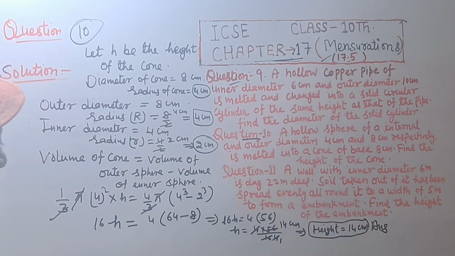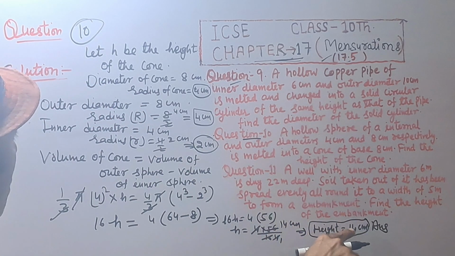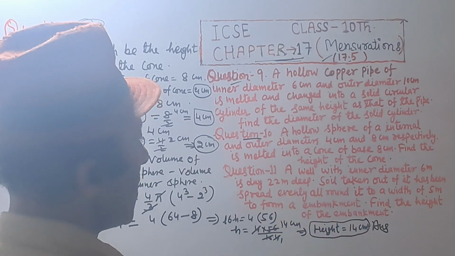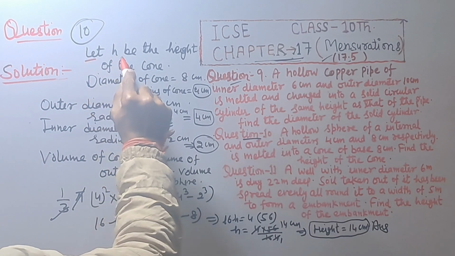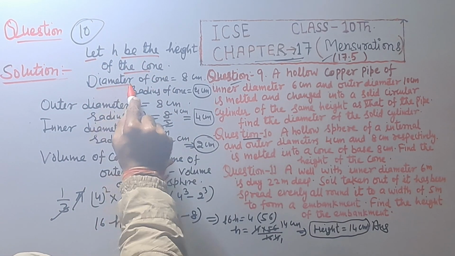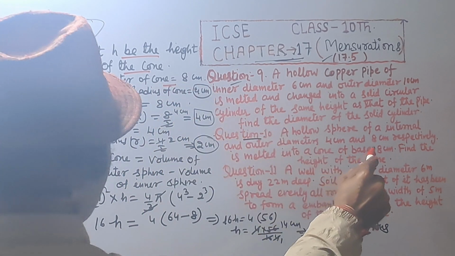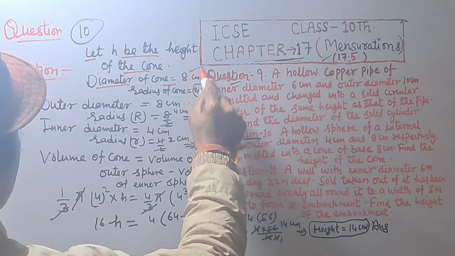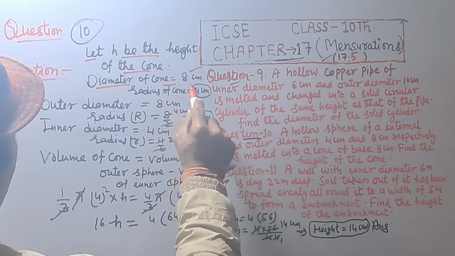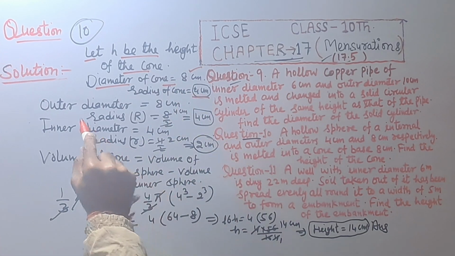Answer. So the height of the cone is equal to 14 centimeter. Answer. Let h be the height of the cone. Diameter of the cone is equal to 8 centimeter. Its radius is half of the diameter, that is 4 centimeter.